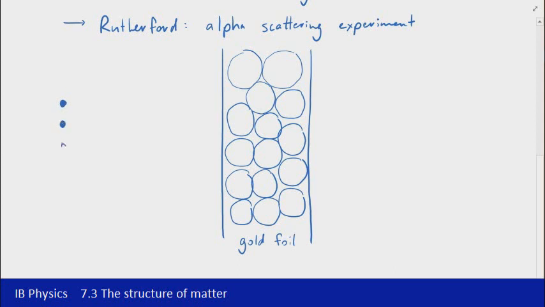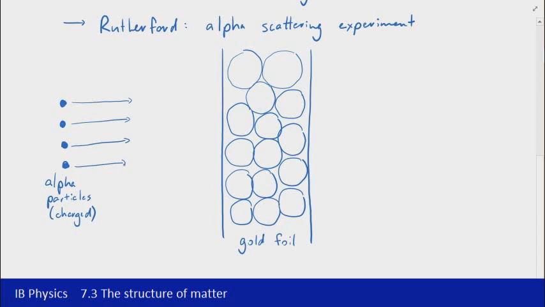Now, at the time, they obviously didn't know about the structure of the atom, and so these alpha particles were just particles that were given off during radioactive decay. We know now that those alpha particles are actually a helium nucleus, but the important point to note is that they are charged particles, and they are positively charged. Now, the idea was to fire those at this gold foil and see what happens.